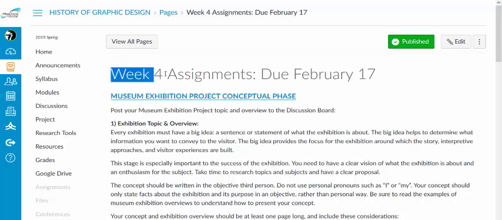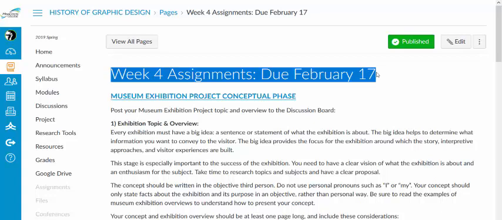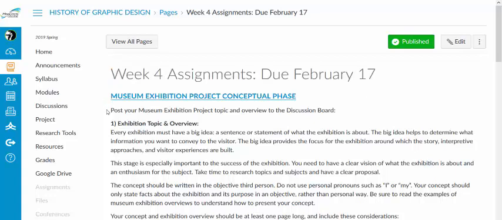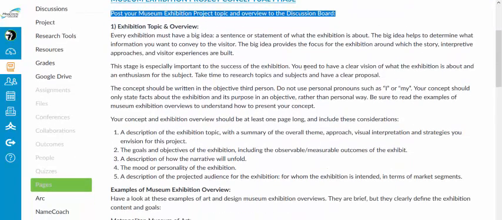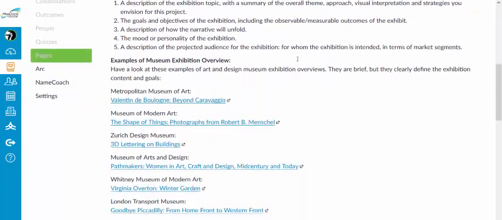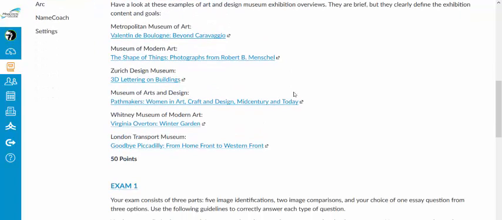Here we are in this week's assignment module, and these are due this Sunday, February 17th. You'll be turning in your museum exhibition project conceptual phase this week. You're going to post that topic and overview to the discussion board. So this is the fourth week you've had to work on this, so I hope you've had some time to look at the examples that I provided here for you.